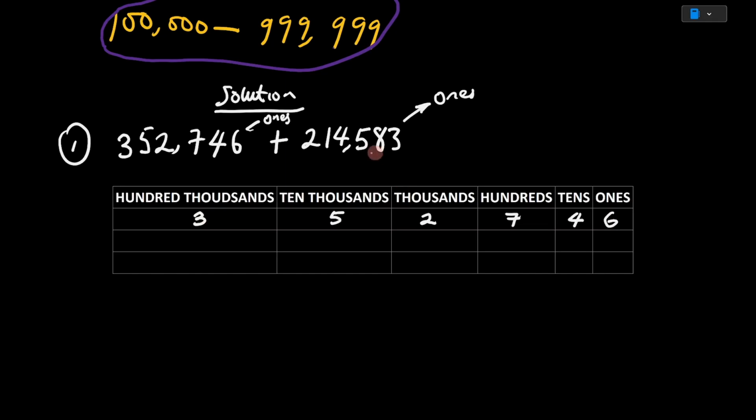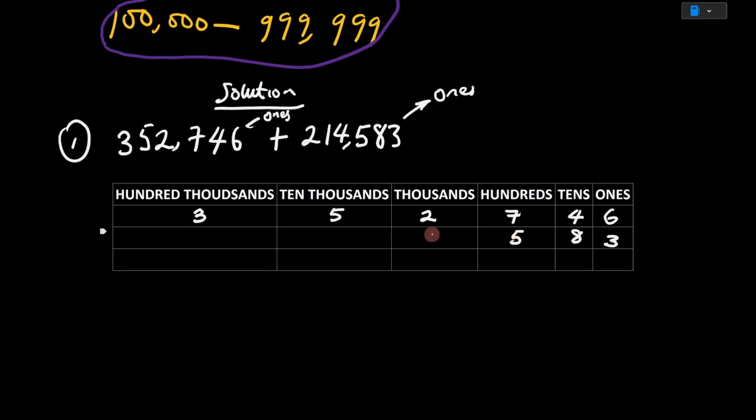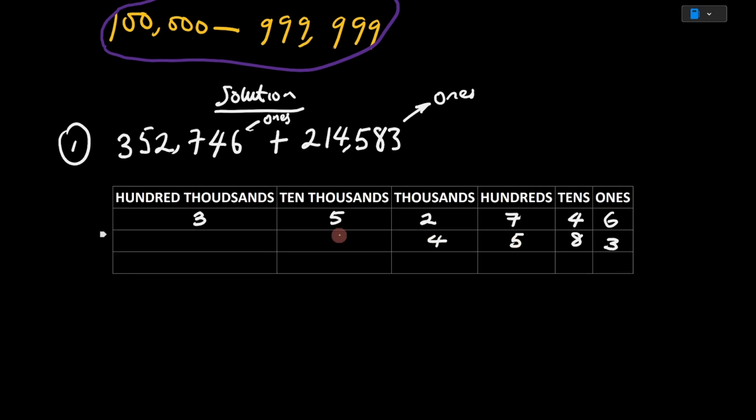We'll do the same thing for the second number. The ones is 3, the tens is 8, the hundreds is 5, the thousands place is 4, the ten thousands place is 1, and the hundred thousands place is 2. Whenever you have multiple-digit addition, we always start from the ones place, which is from the right.